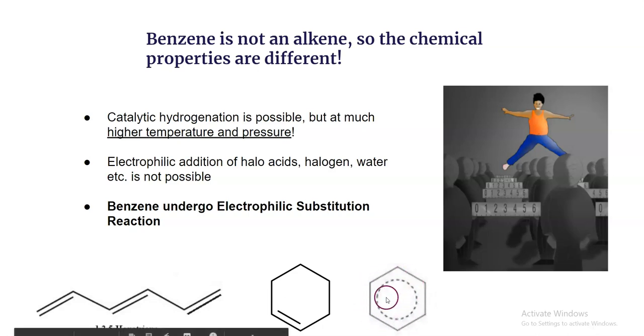This tells us a little bit about the extra stability of benzene because of the conjugated system, the aromatic stability. So that's the first thing. Hydrogenation is possible, but only at extremely high temperature and pressure.